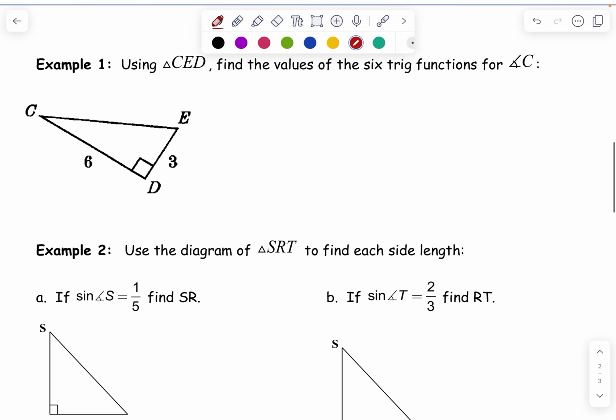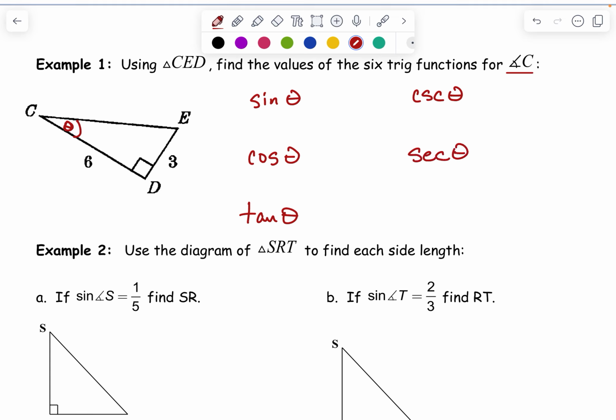All right, so let's look at some examples. This says, using triangle CED, find the values of the 6 trig functions for angle C. So that's important right there, angle C. That is this guy. So let's put a theta in there to show that it is the angle that we are referencing. And then the 6 trig functions are sine, cosine, tangent, and then cosecant, secant, and cotangent.